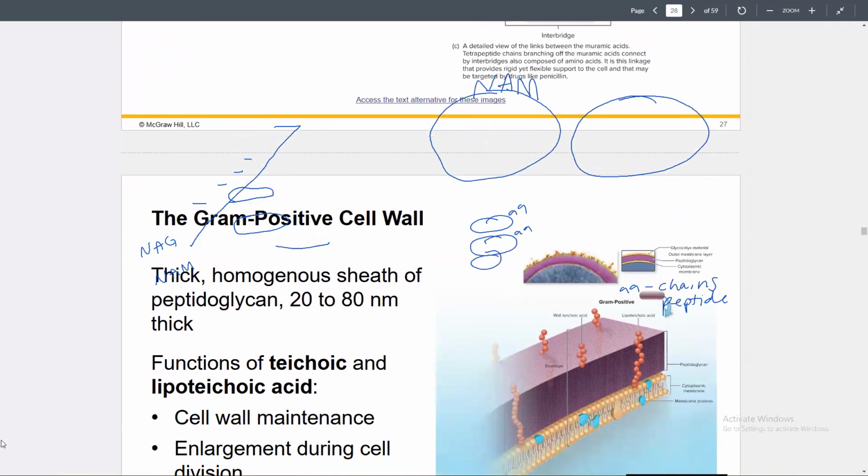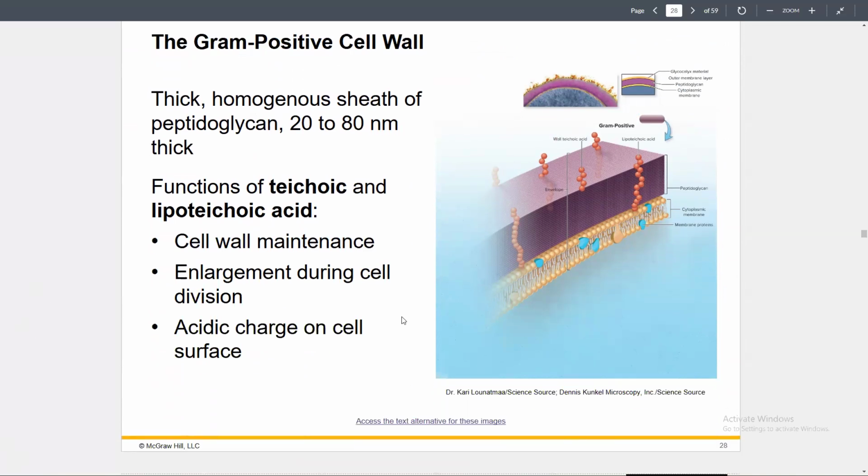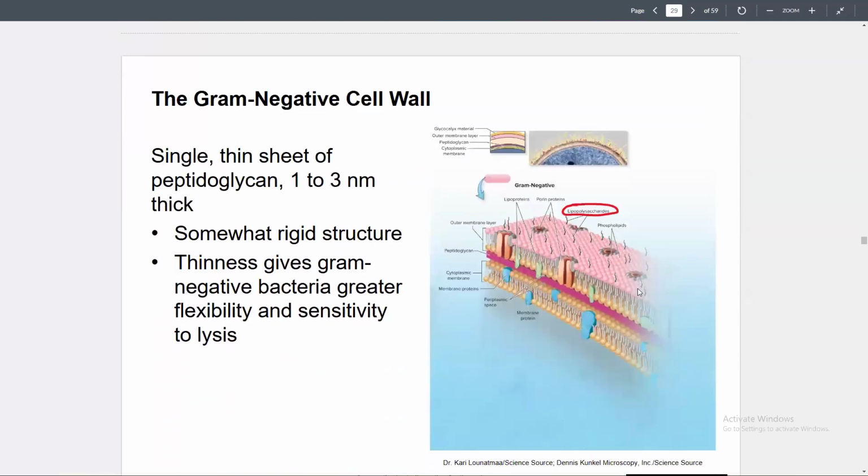All right. So we already mentioned our gram-positive, thick peptidoglycan layer, multiple layers of those sugar cross-linked with amino acid chain scaffoldings, supported by our teichoic acids that are important for growing that cell wall when we're making new cells, as well as just maintaining that thick wall. Okay. It also gives an acidic charge on the surface.